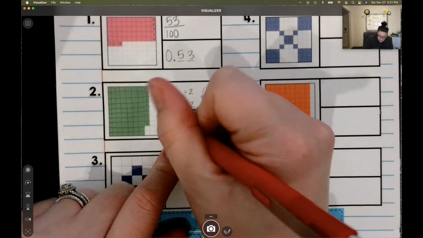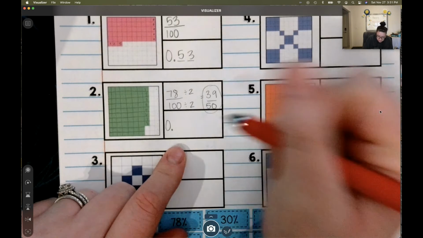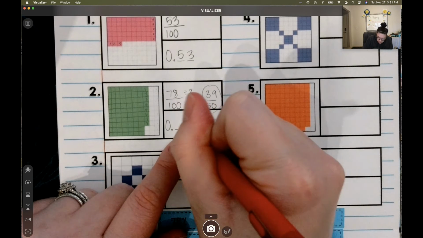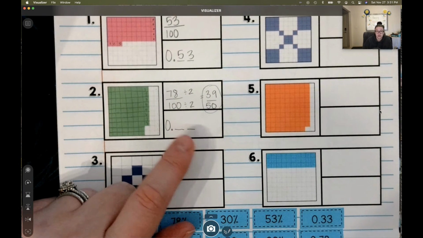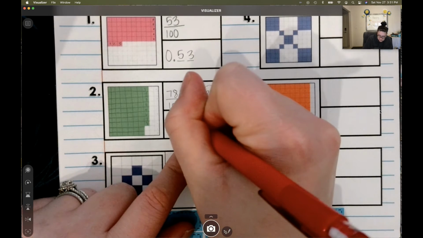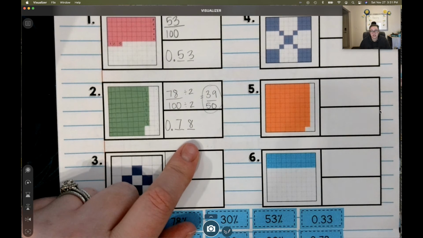So how many numbers should we have after our decimal point? 2. Tenths, hundredths. What number would go after my decimal? 0.78. 78 hundredths.